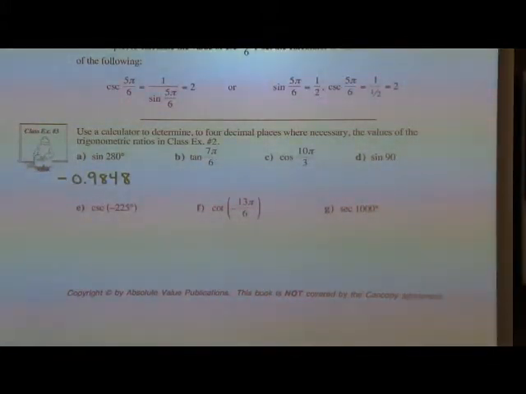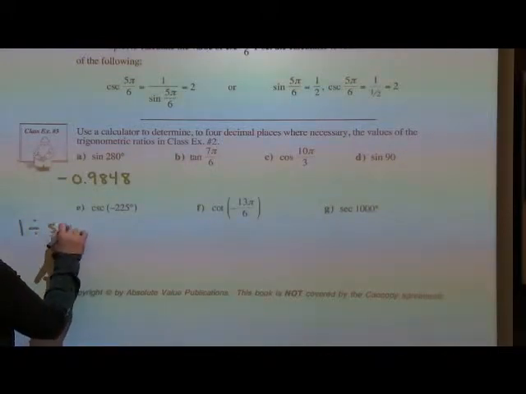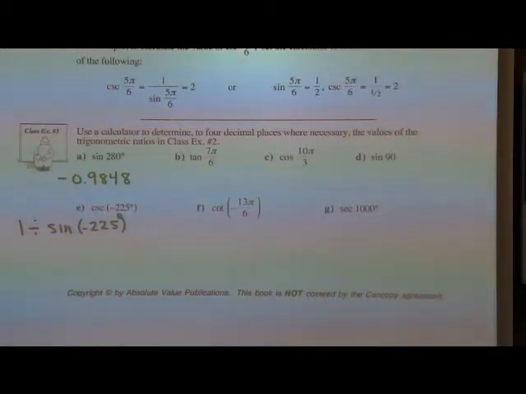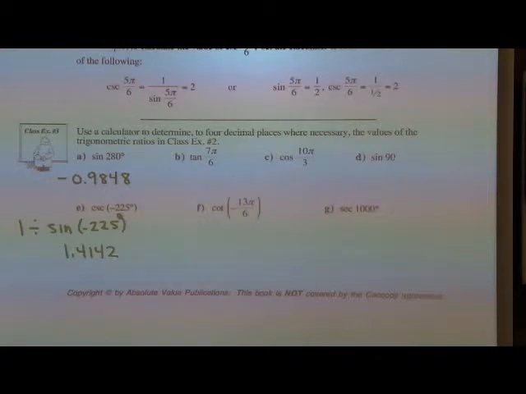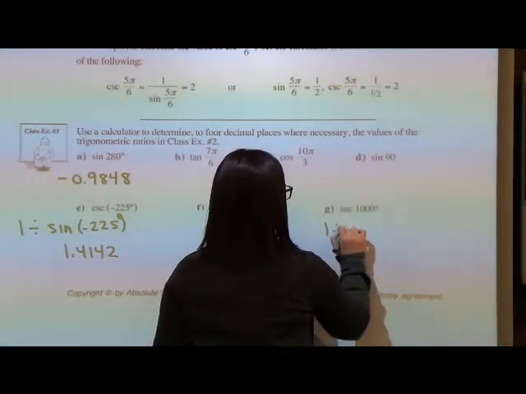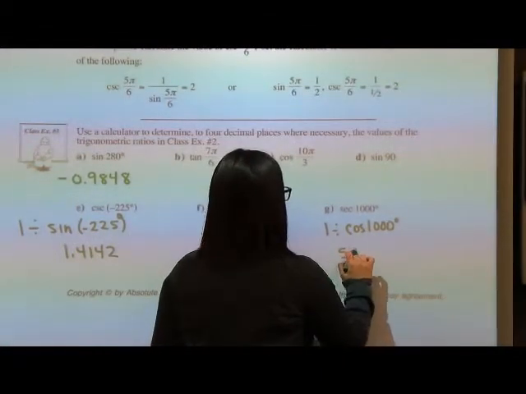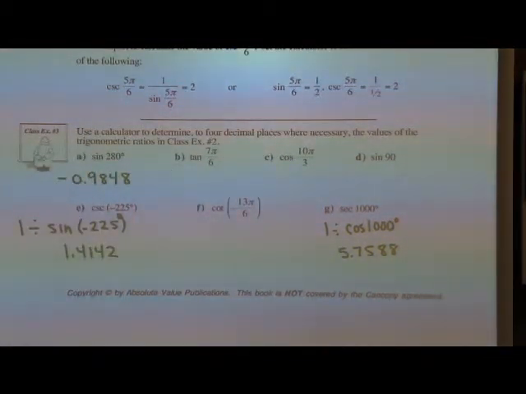So what is cosecant negative 225 degrees? I did sine negative 225 and then 1 divided by that value. So 1 divided by sine negative 225. And what did you get? 1.4142. Okay. And what about secant 1000? How did you do that one? 1 divided by cos 1000. And what did you get? 5.7588. Good. And then from here you can switch your calculator into radian mode to do the next 4.